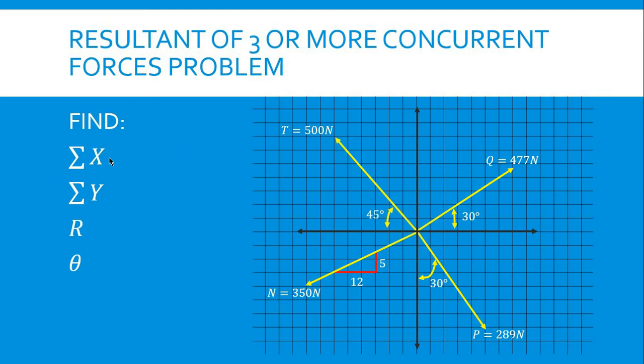For the summation of x, the forces that are positive are in quadrant 1 and quadrant 4, and the negatives are in quadrant 2 and quadrant 3. For the summation of y, all the positives are in quadrant 1 and quadrant 2, and all the negatives are in quadrant 3 and quadrant 4. The next step is to first solve the hypotenuse in this quadrant 3 right triangle.